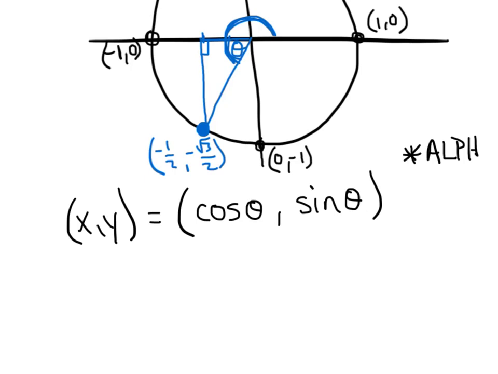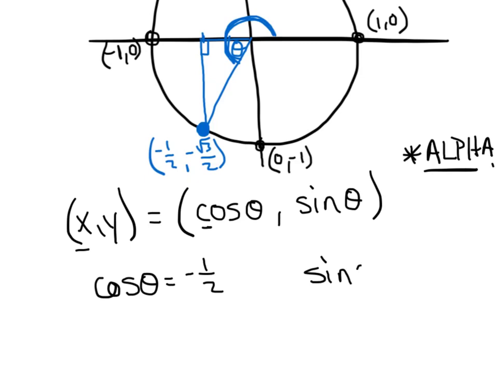Okay, so let's make a little note there. They are in alphabetical order. For instance, x comes before y, c comes before the s, and they just fall into line. So what I could say here is that the cosine of theta is really equal to negative 1/2. I could also say that the sine of theta is equal to negative radical 3 over 2, because that was the y-coordinate they gave me.